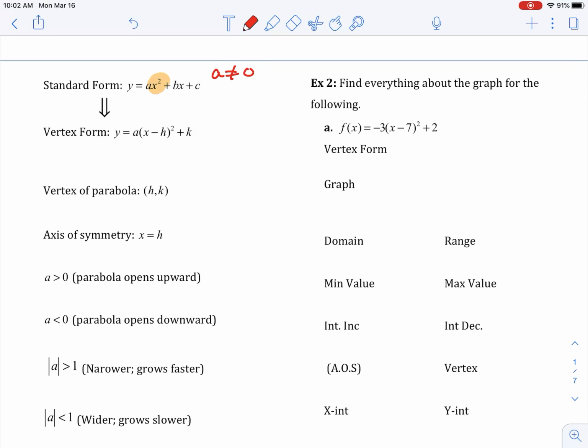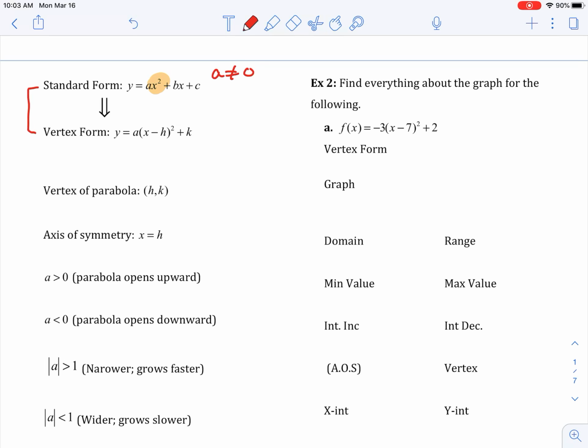You could have it in point slope form. You could have it in slope intercept form. They're all the same graph. They're just the equations. The terms are kind of moved around into different positions. And in different forms, we get different information about that particular graph. So vertex form, standard form represent the exact same graph. They're just different ways of having the terms.